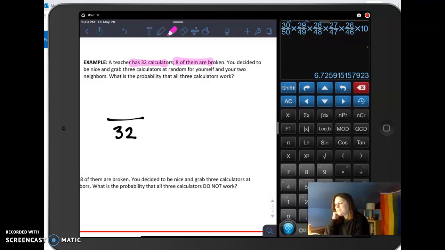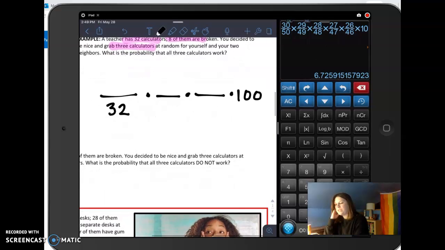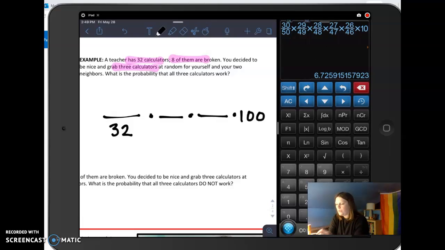You decided to be nice and grab 3 calculators. So there's your number of events. You have a total number of calculators, and you're doing it 3 times. So there you go. What is the probability that all of them work? Now, it's a little bit of work, but not too much.